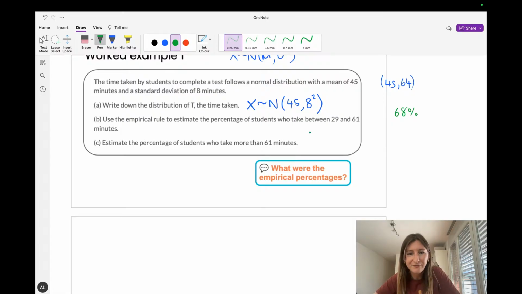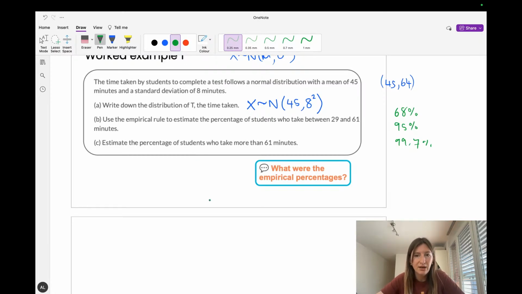Everything's clear. Good. We had 68, we had 95%, and we had 99.7. Once you've worked with these a few times and done a few questions with them, you actually might be surprised how quickly you'll just remember them. But don't forget to check them one last time before your exam.